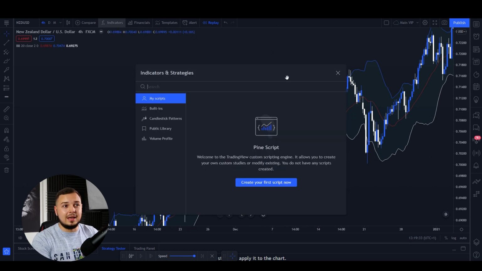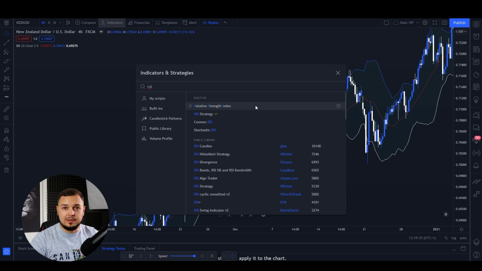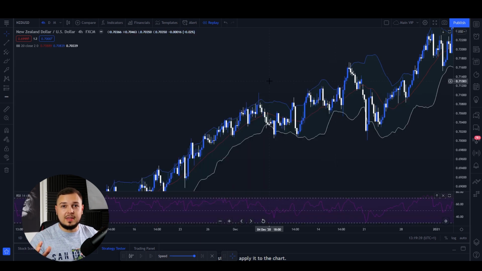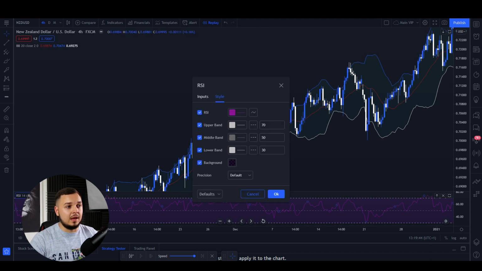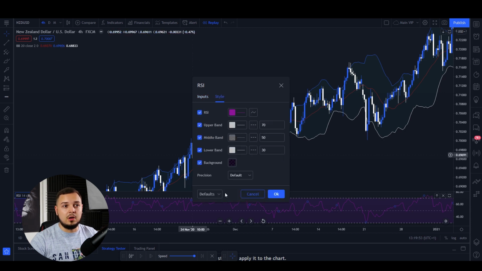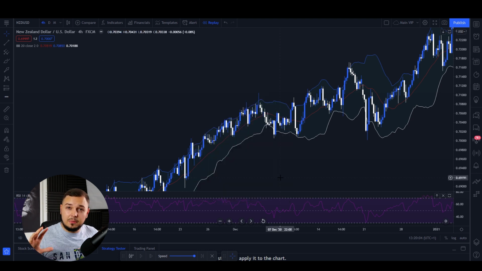We also will need an RSI indicator, so relative strength index. We want this one. And don't change any of the settings as well. Keep as default. Default is, in this case, length of 14, source close, same as chart. Style, obviously I'm not going to change that. 70-30, upper band, lower band. There we go. Okay, now that we have all the indicators set up, this is the fun part.